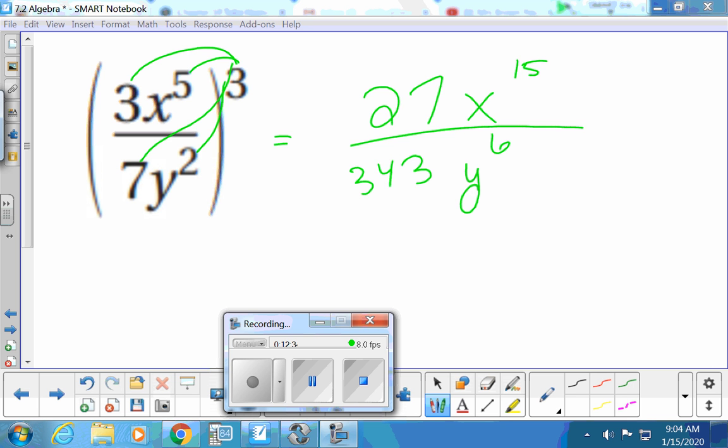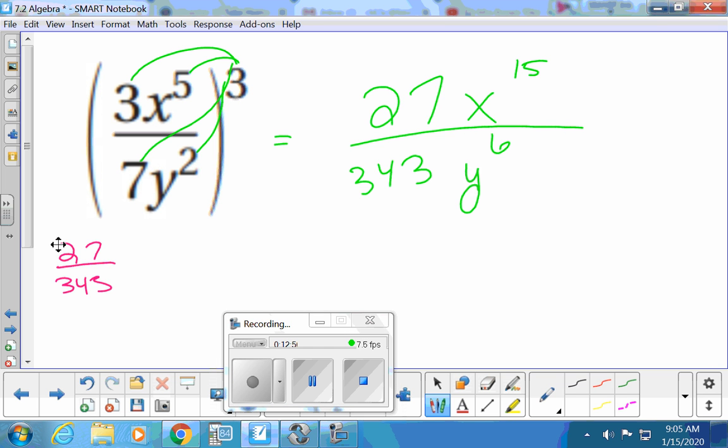All right, so that 3 had to go everywhere. 3 got raised to the 3rd power, 27. The 5 and the 3 multiplied, 15. 7 got raised to the 3rd power, 343. And then y got raised to the 3rd power, the 2 and the 3 multiplied to get 6. Now here's where I was experimenting a little. I didn't know if that 27 over 343 would cancel at all. They kind of look like they would both be divisible by 3, right?